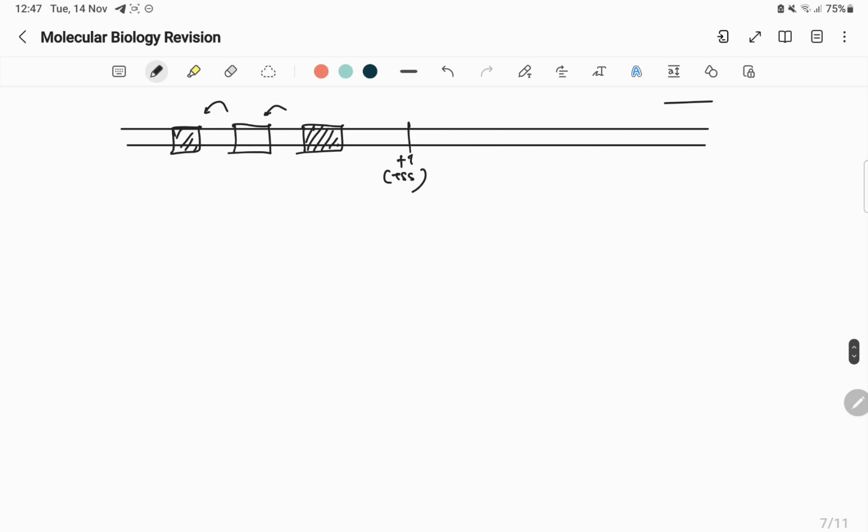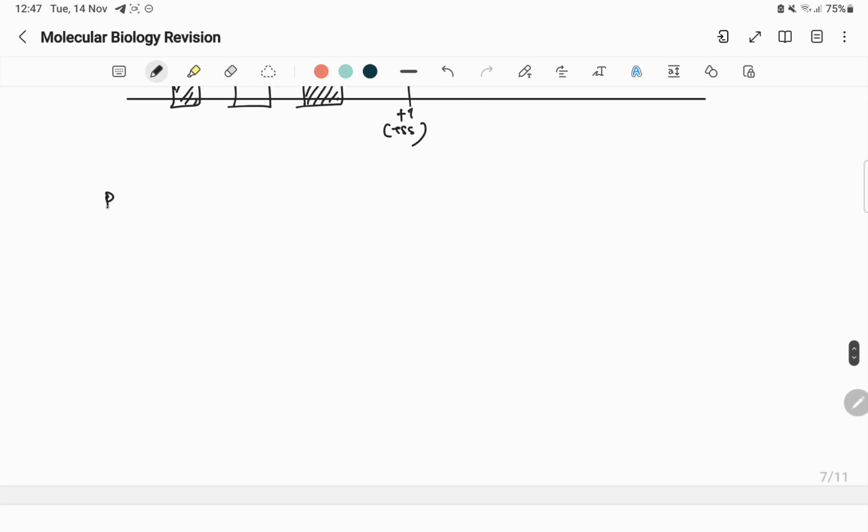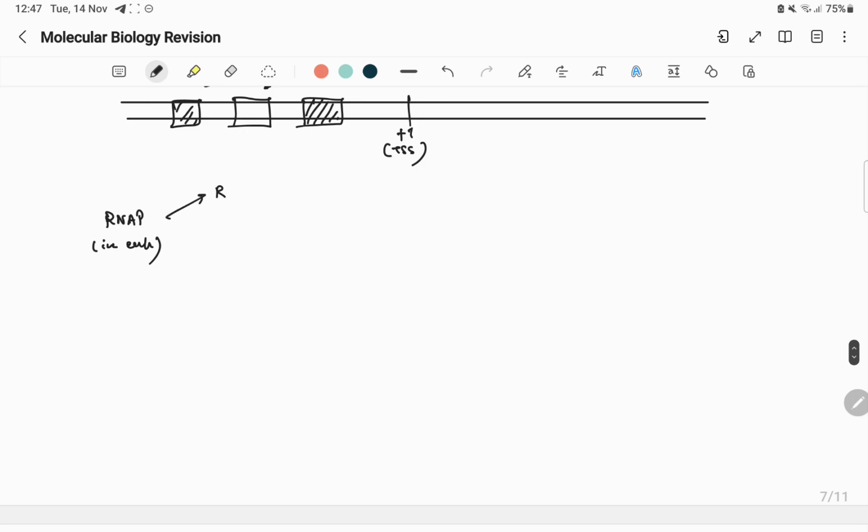And the RNA polymerase in eukaryotes, I told you earlier, is of 3 types: RNAP1, RNAP2, and RNAP3. I told what transcripts would be synthesized by these. RNA polymerase 1 will synthesize the rRNA 28S, 18S, and 5.8S.